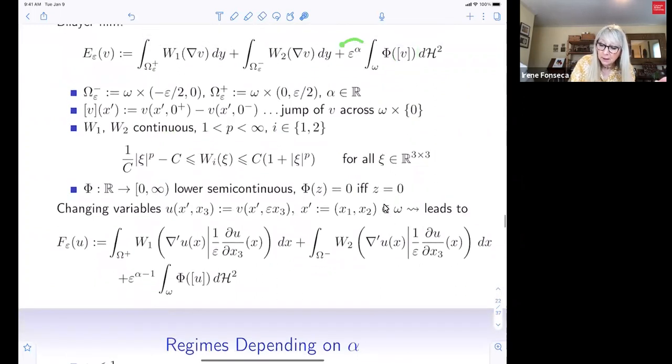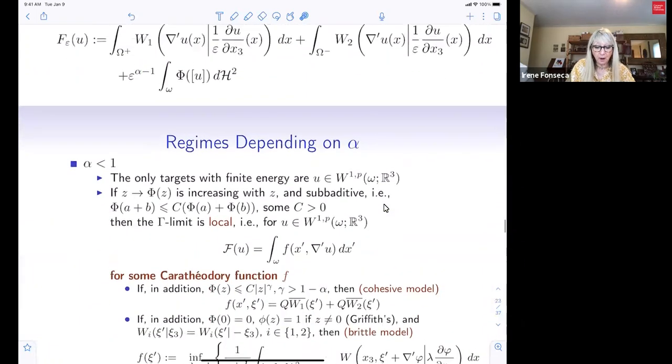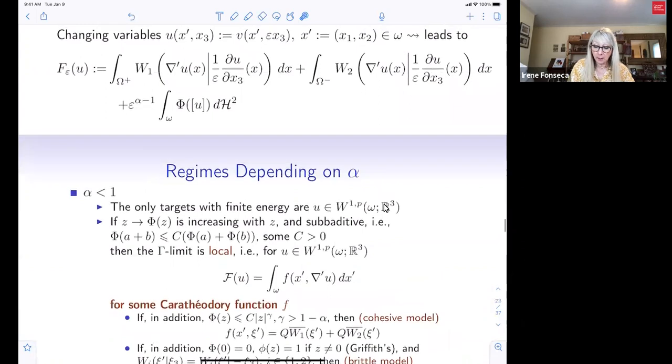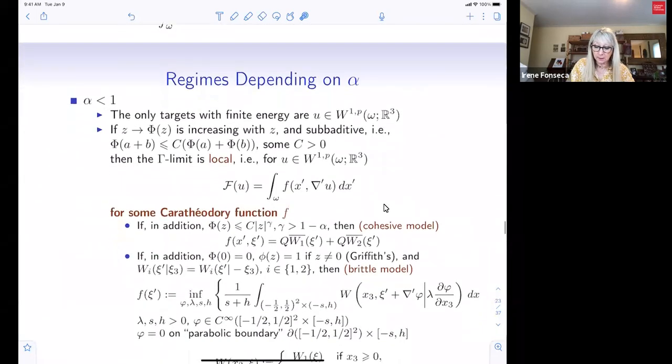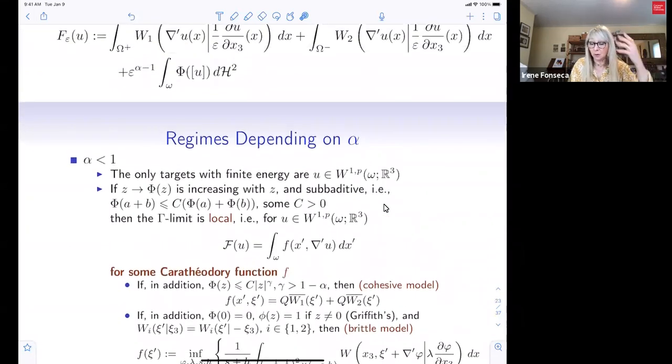And here, by the way, I started here with the sum epsilon to some alpha positive. You do your change of variables. We know this looks like that, this looks like this, and now this one is going to look like so. You lose one alpha because of the change of variables. And of course, depending on what alpha is, you're going to have different answers. So if alpha is less than 1, you're going to see that the targets, in terms of compactness, are functions which only live on the middle plane.